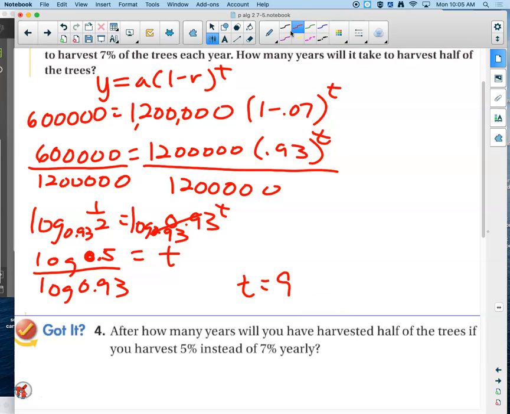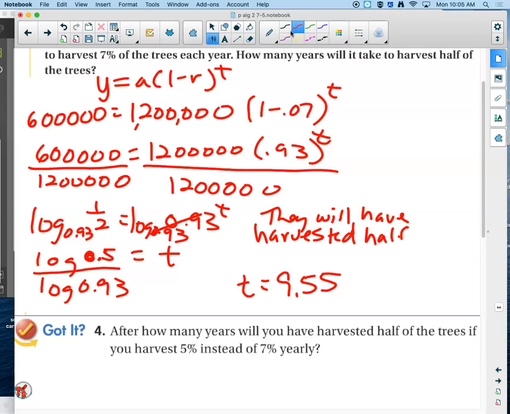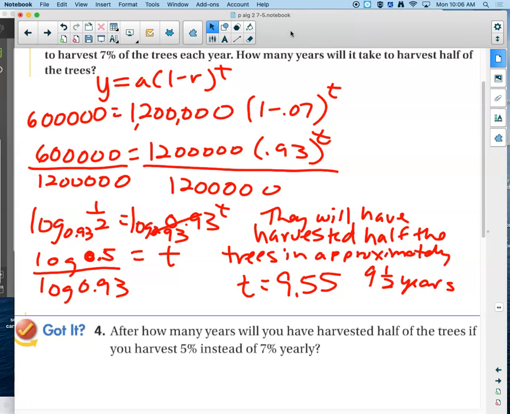Because usually when you get to college algebra and pre-calculus, we ask you to interpret that. And that means you just have to write a sentence telling what's going to happen. So they will have harvested half the trees in approximately 9.5 years. So you just kind of write a little summary. That's called interpreting your results.